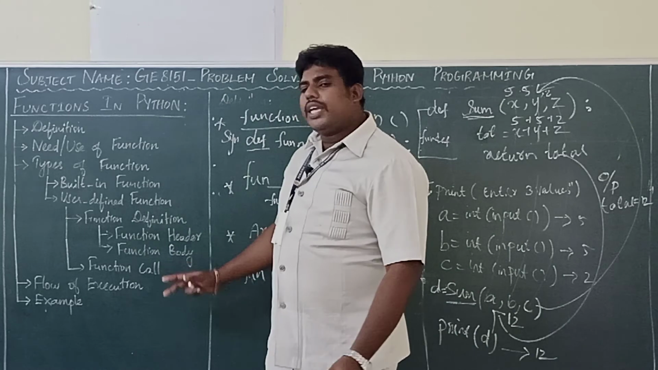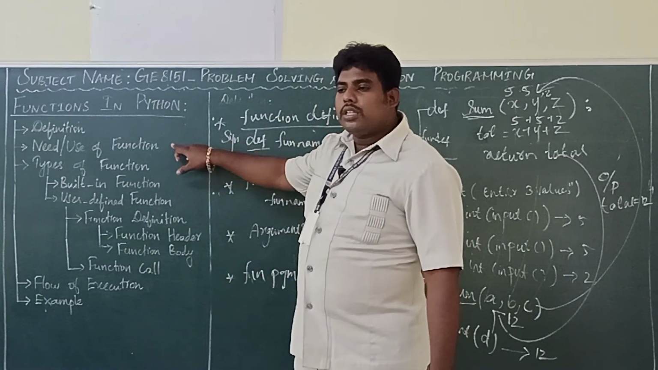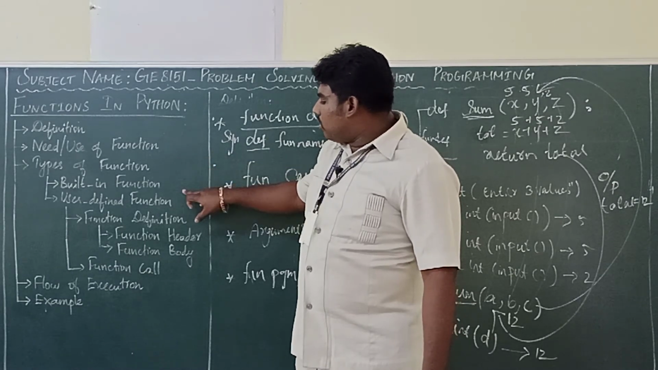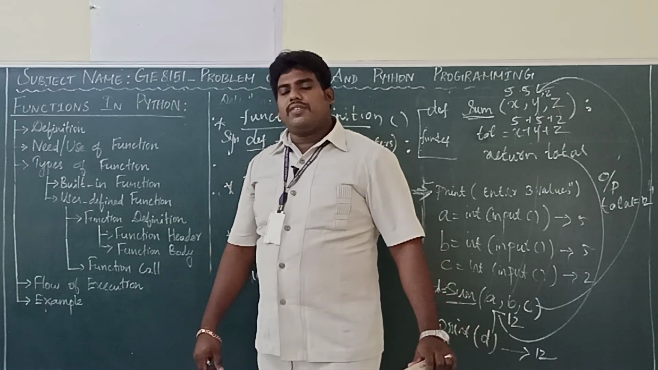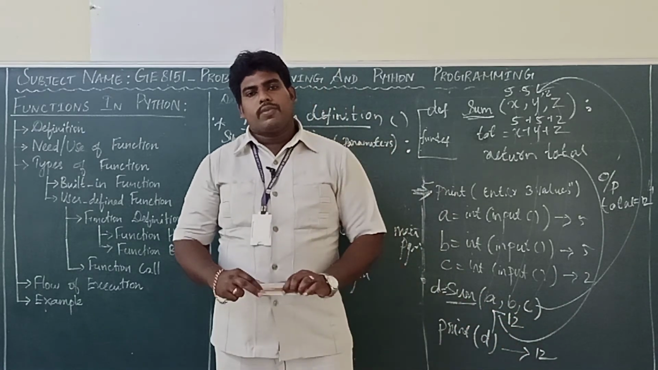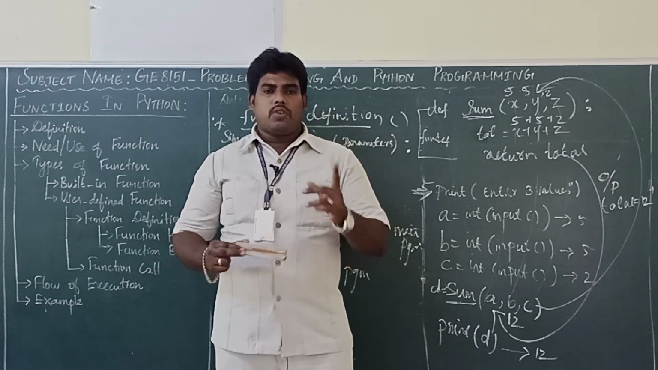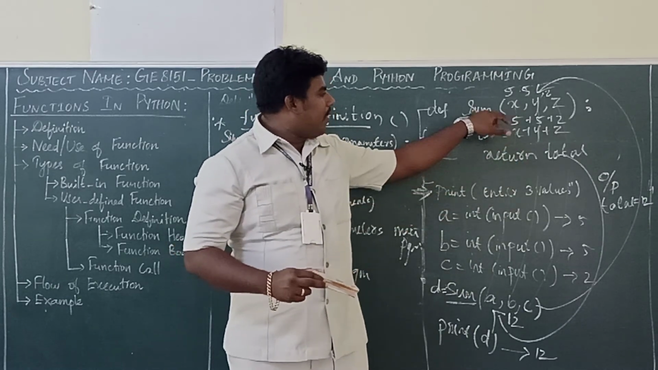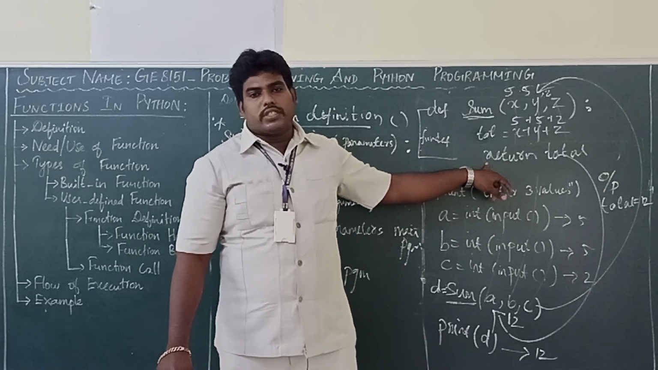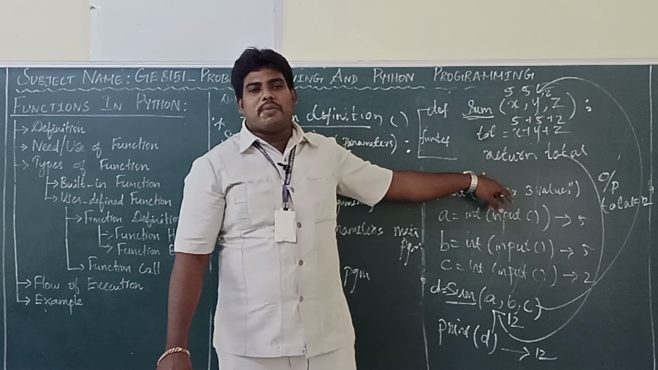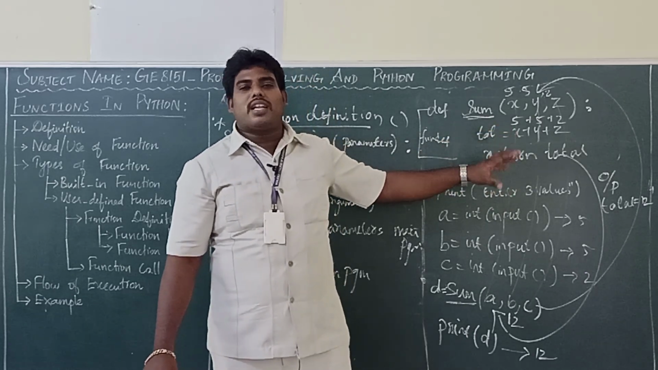Okay. So what are the things I explained in this class? First, definition, need, types of function, that is built-in function and user-defined function, then flow of execution, and I explained with an example. I hope students you understand these concepts. One more thing, a function with a return type is also called a fruitful function, and a function without a return type is called a procedure.